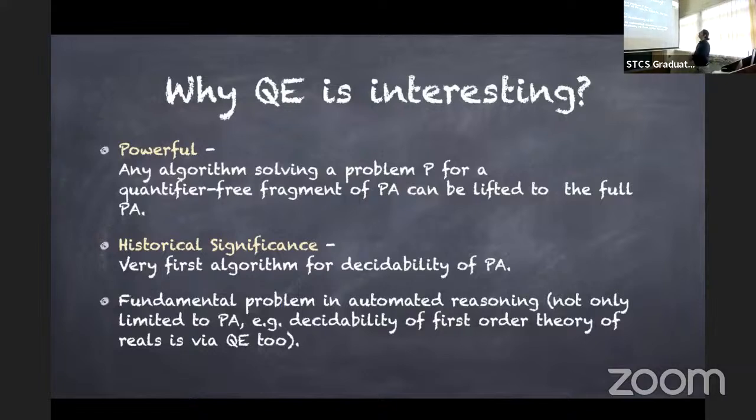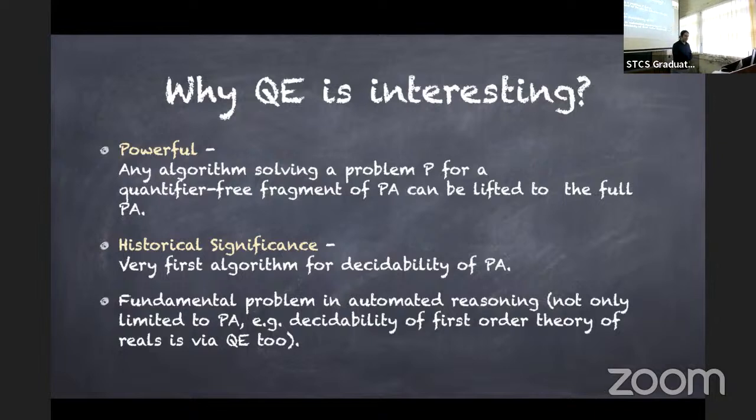Okay. So why is quantifier elimination interesting? The very first thing is that it is powerful. If quantifier elimination is indeed possible, any algorithm solving a problem for the quantifier-free fragment can be lifted to solve the same problem for the full fragment. Why? Because you take a general formula of PA, apply quantifier elimination, and then you already have the solution for the quantifier-free formula. That is why it's much more general than satisfiability. Secondly, its historical significance: it's the very first algorithm for decidability of PA.